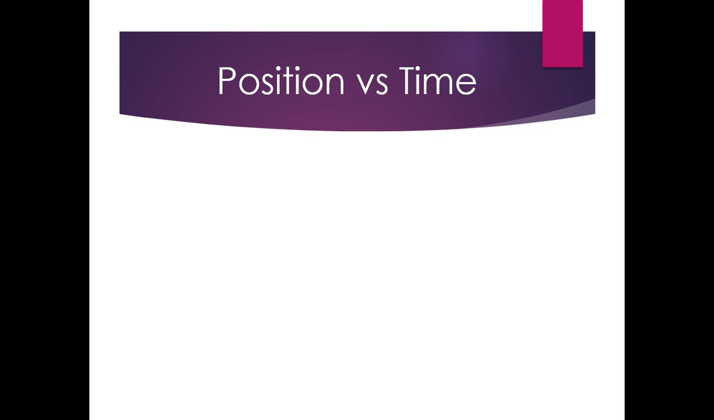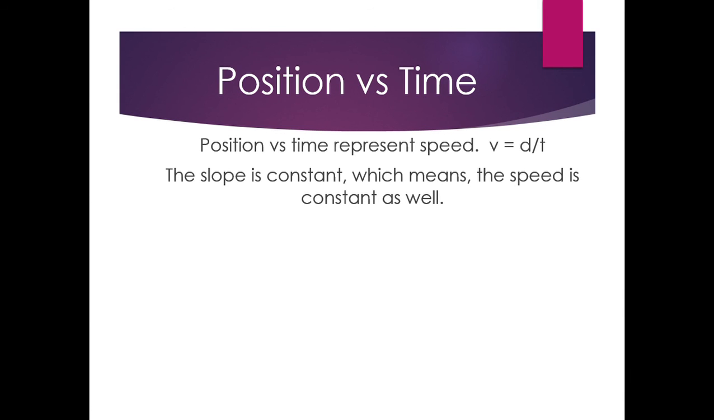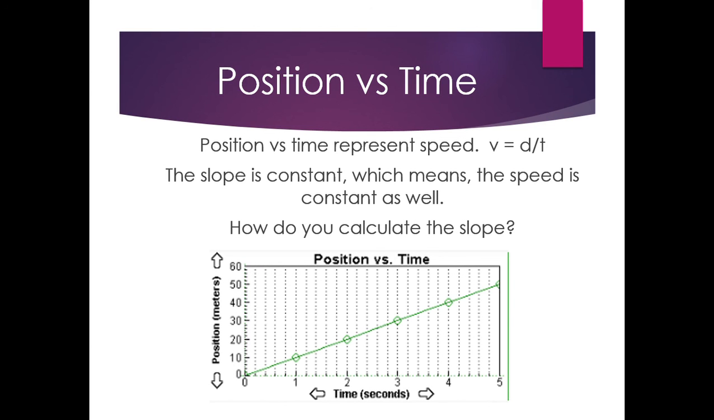Okay, now we have position versus time. Position versus time represents speed. So here we have the formula: speed equals distance divided by time, or position divided by time. And the slope is constant, which means the speed is constant as well. So one more time, here we have one graphic that is pretty similar to the one that we had before. The difference is that the position is a little bit different.